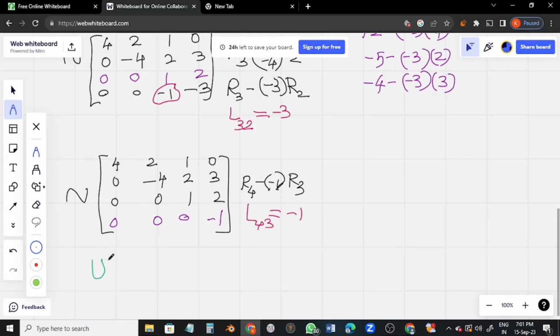U I have got to be, this is the upper triangular matrix, so very directly I have just to copy this. 4 2 1 0. What next? This is 0 minus 4 2 3. What next? 0 0 1 2. And lastly 0 0 0 minus 1. It is 1, I'm sorry, it is 1.